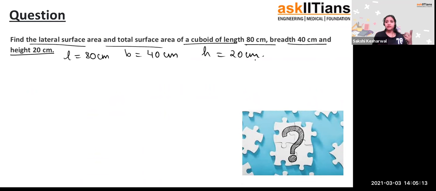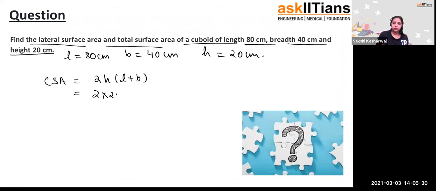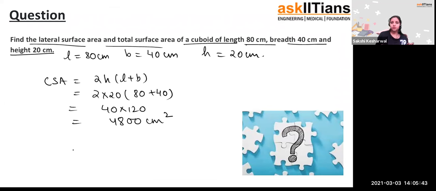Now, first we'll find the CSA. If you have found the CSA, you can just add two times LB and you'll get the same answer. So you can go either way, whatever you feel like. CSA is equal to 2 times H into (L plus B). So this is equal to 2 into 20 into (80 plus 40), which is 40 into 120. So this is equal to 4800 centimeter square. That's it.